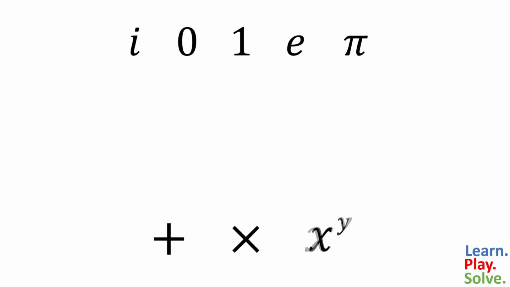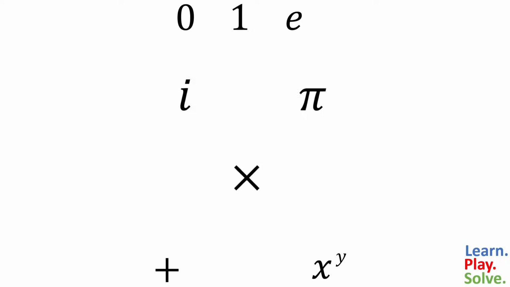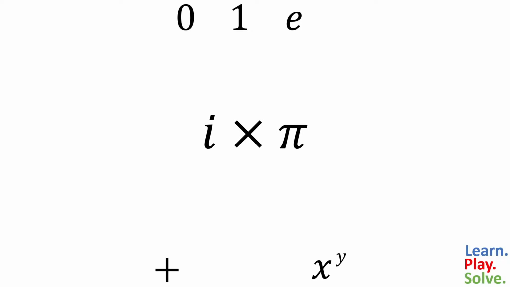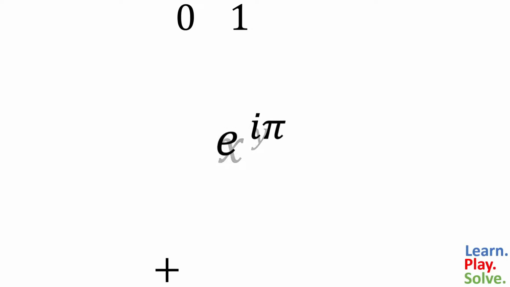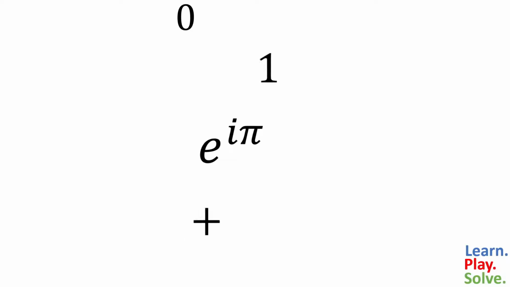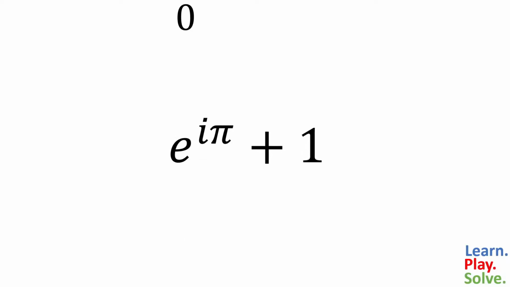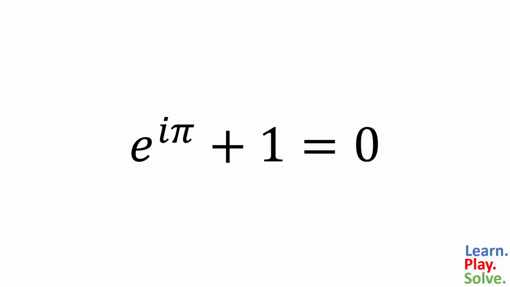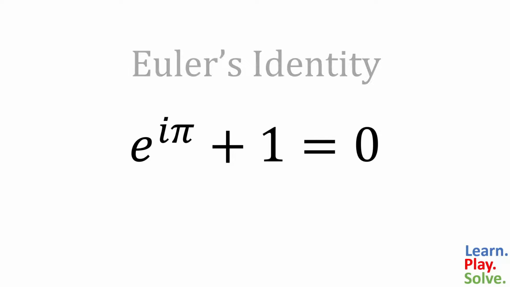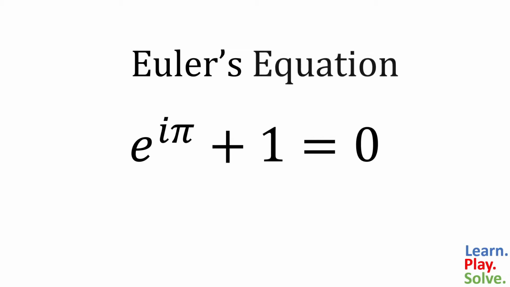It goes like this. First, we multiply the i and the pi. In algebra, when we multiply 2 variables or constants like this, we usually don't write the multiplication symbol. Now raise e to the power of that product. Then add the 1. And finally, all that equals 0. This is a true mathematical statement known as Euler's identity, or sometimes called Euler's equation.